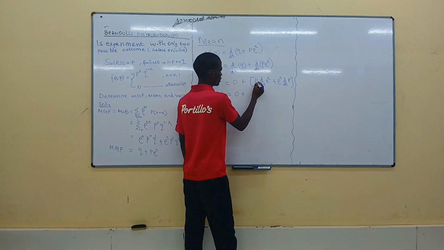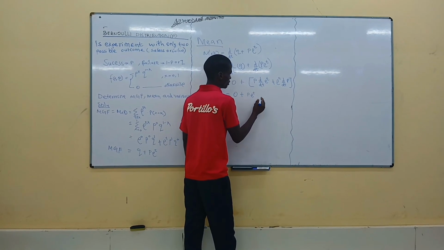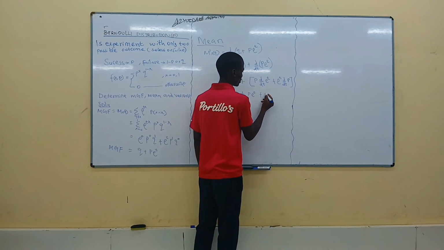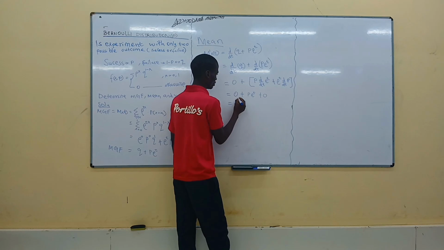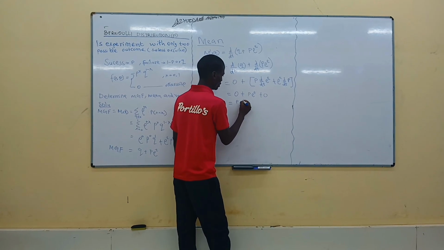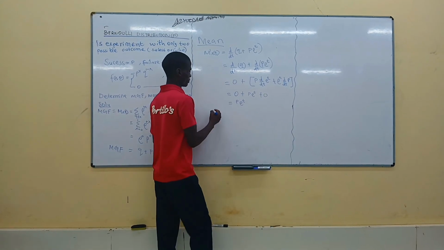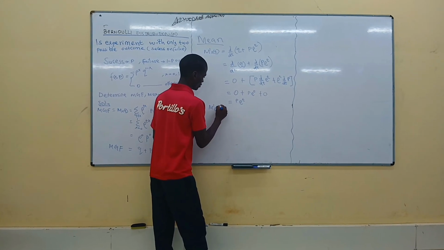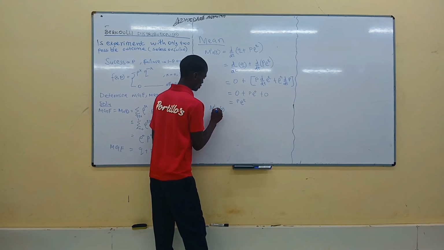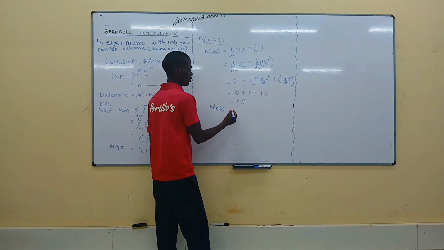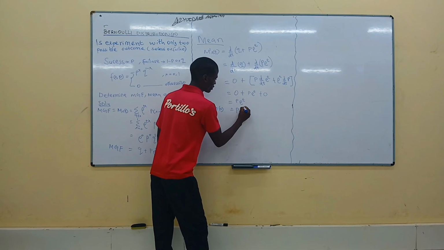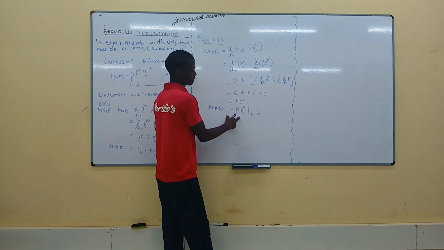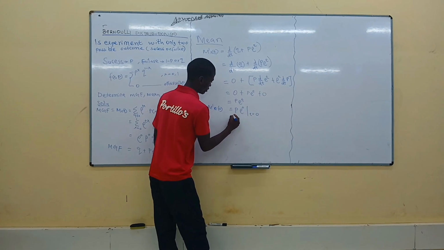It's going to be 0 plus the derivative of e^t, which is e^t. So it's going to be e^t times p, which is p e^t, plus the derivative of p is 0. 0 times e^t is 0. So here it's going to be p e^t. Next step, we evaluate at the point where t is 0. So it's going to be p e raised to 0. Any number raised to 0 is 1, so it's 1 times p, which is p.